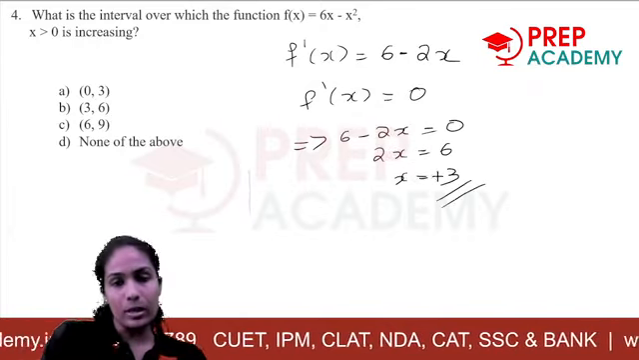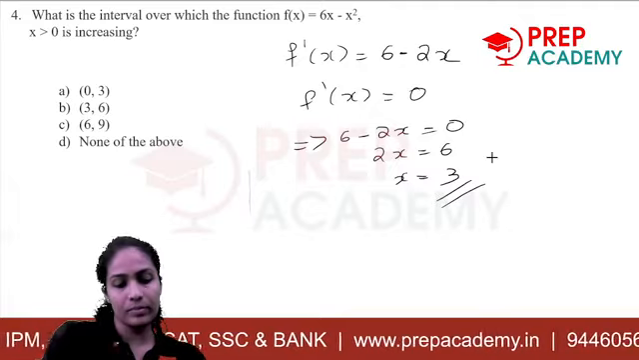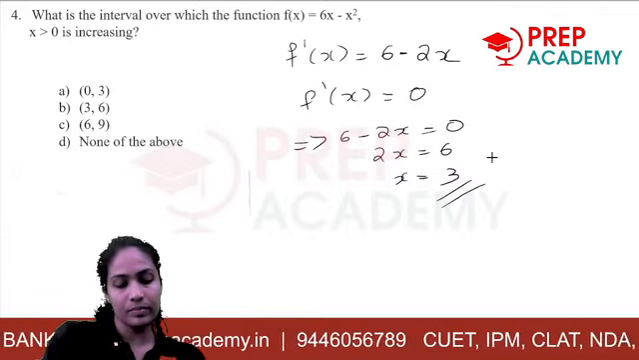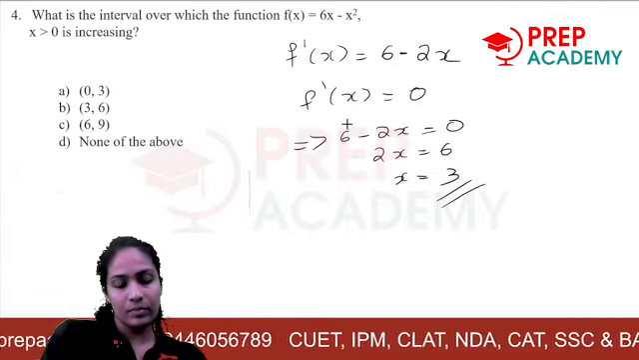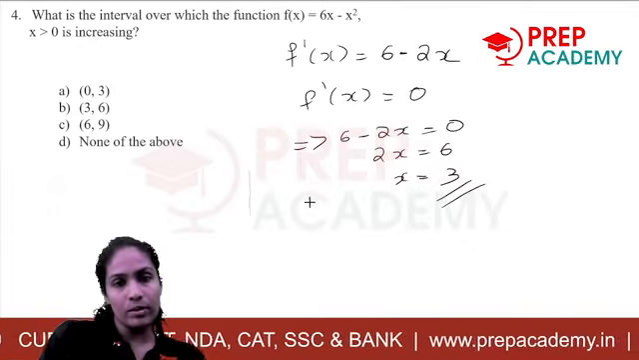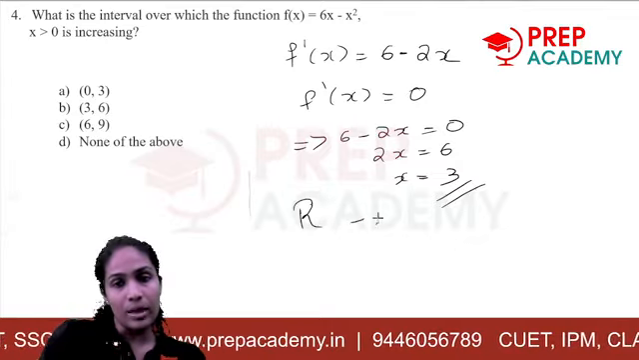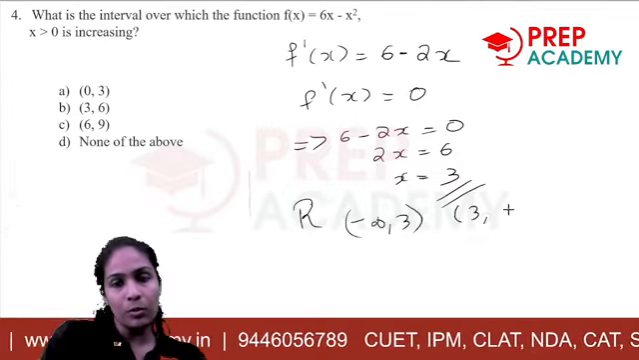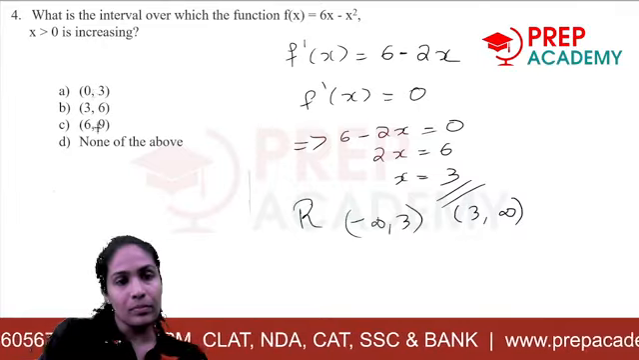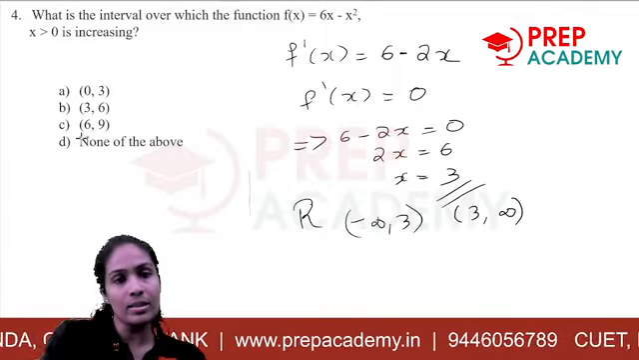So the value of x is equal to 3. Now we can divide the whole real line into intervals. The complete real line R is divided into minus infinity to 3 and 3 to infinity. Now when you go through the options, you can see that the intervals are of the form: the first option is 0, 3, second is 3, 6 and third is 6, 9.